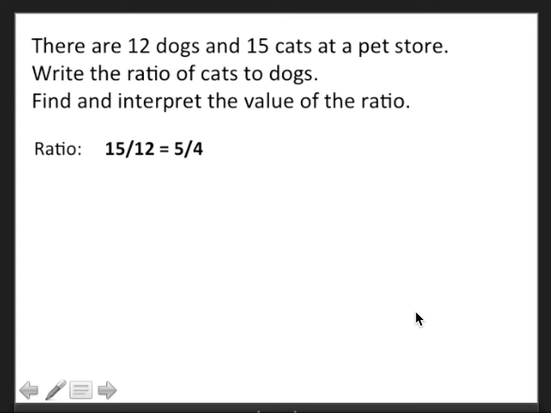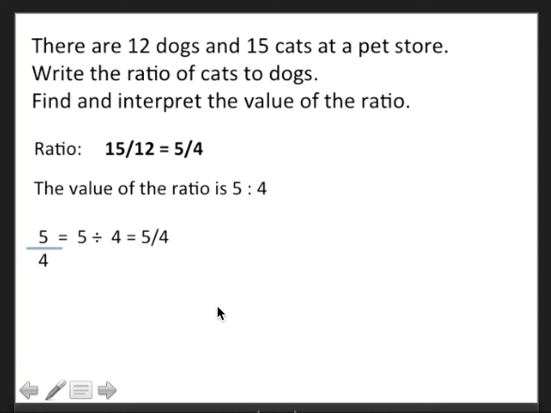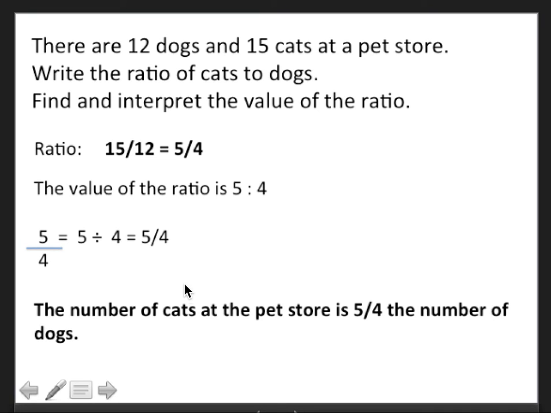Remember, we're not changing these to mixed numbers for ratios. We're leaving them as improper fractions. All right, so then the ratio is 5/4. So 5 divided by 4, and you can leave it as the fraction there, which makes most sense as we're working with ratios. So then the number of cats at the pet store is 5/4 the number of dogs.